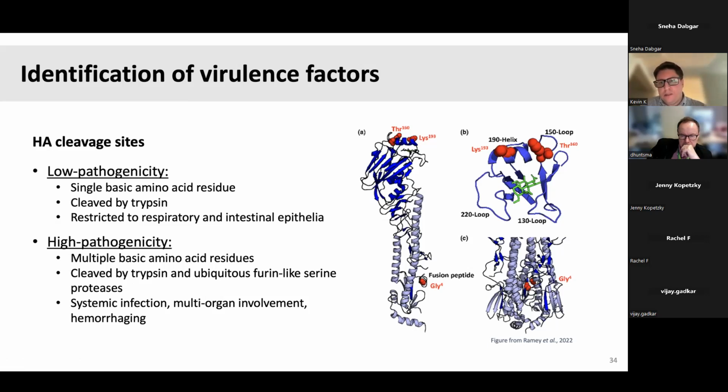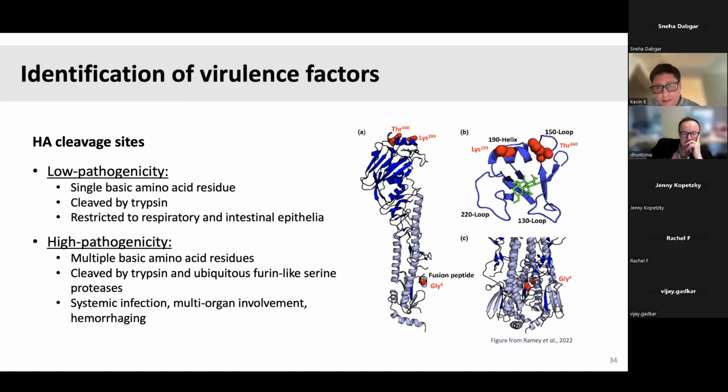And as an example, we're going to look at HA cleavage sites. So in order to enter the cell, the virus has to have its HA, or hemagglutinin, surface protein cleaved by a host protease. In low pathogenicity viruses, the cleavage site contains a single basic amino acid residue. And this motif is mostly cleaved by trypsin. So that really restricts replication of the virus to respiratory and intestinal epithelia.